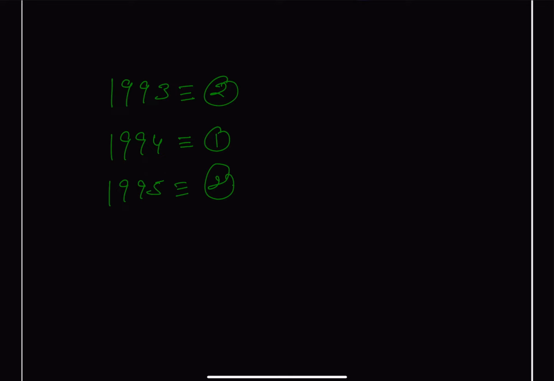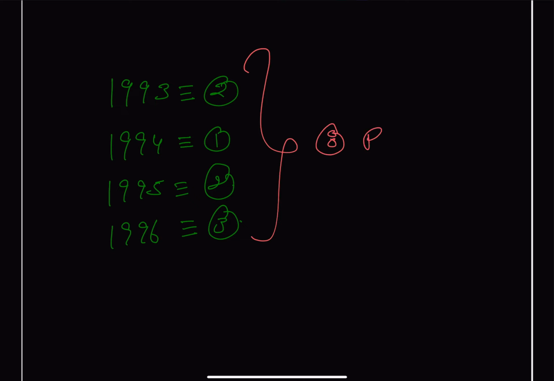Hello friends. So today we are going to solve the questions from the year 1993, and the total questions are 2. From the year 1994, the number of questions is 1. From the year 1995, questions are 2, and from the year 1996, the number of questions are 3. So in totality, we are going to solve 8 questions.